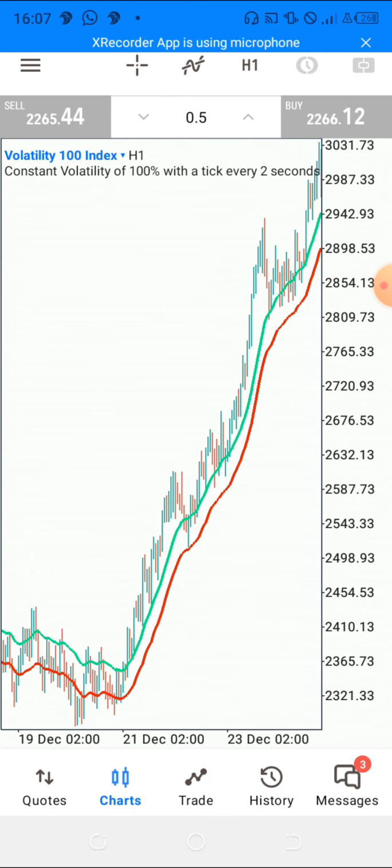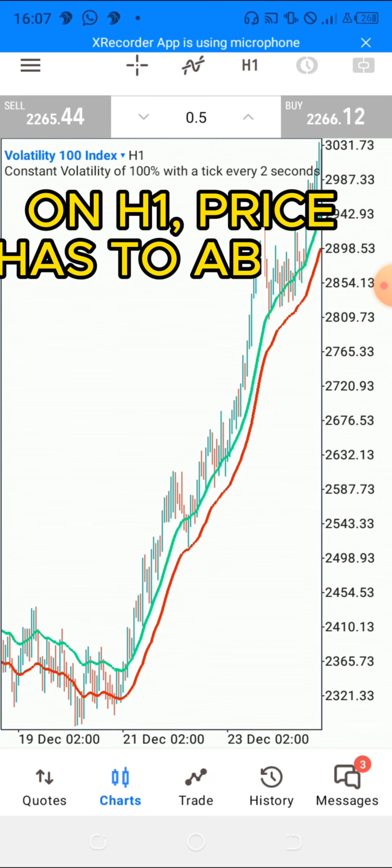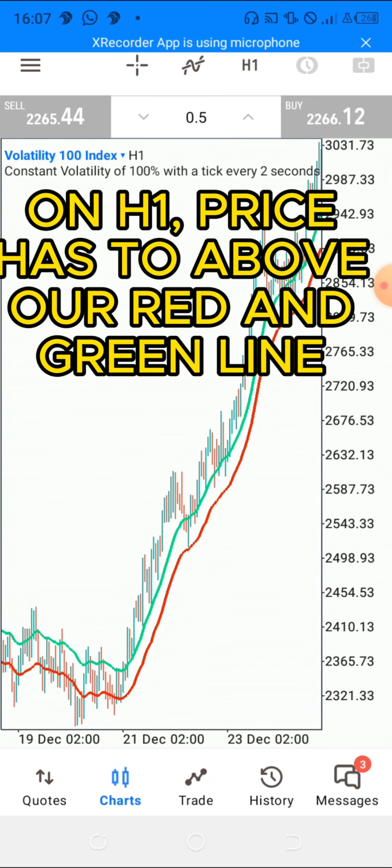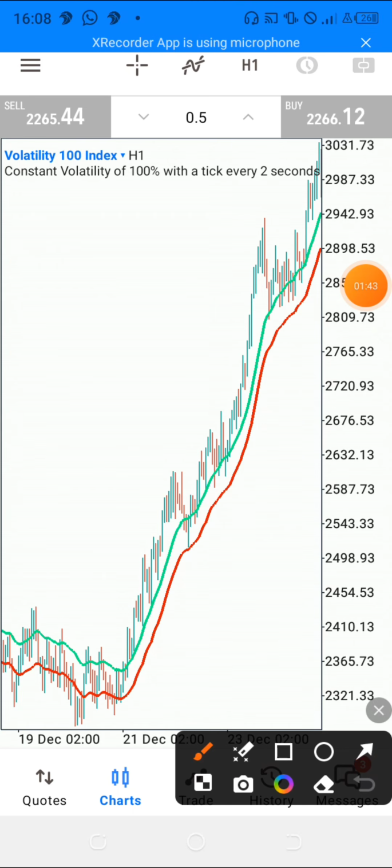The first thing is this: you have to check your higher time frame. Our higher time frame in this particular strategy is the H1. So that's the first thing that you do. What you are going to be looking for on your H1 is for price to be above these two lines, the green and the red line. Price is to be above this if you're going to be buying. So we are looking at the condition of how we can buy using these indicators. The first condition on the 1 hour time frame is that the price is to be above these lines.